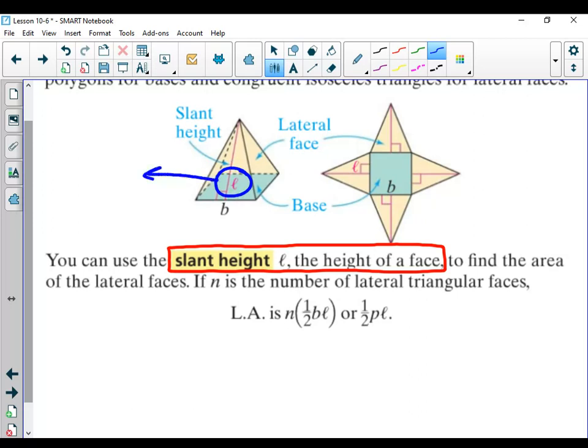and write slant height so you remember. Do you see the pyramid picture? Do you see the cursive L, which stands for slant height?